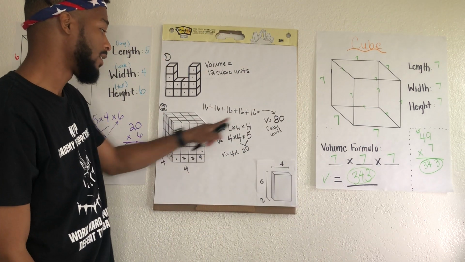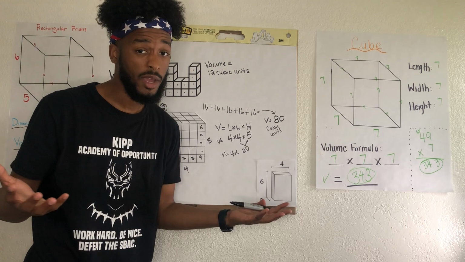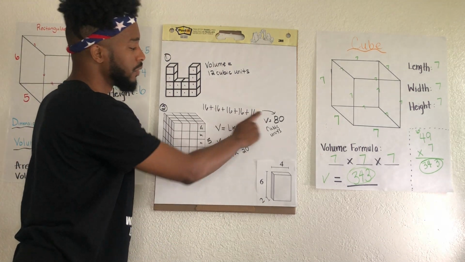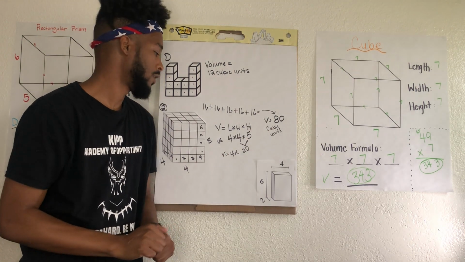So either way, I think honestly the multiplication way is the easiest way. It gets you to your answer a little bit faster and saves you time. But if you're also comfortable doing addition, that's another way that you can do it as well.